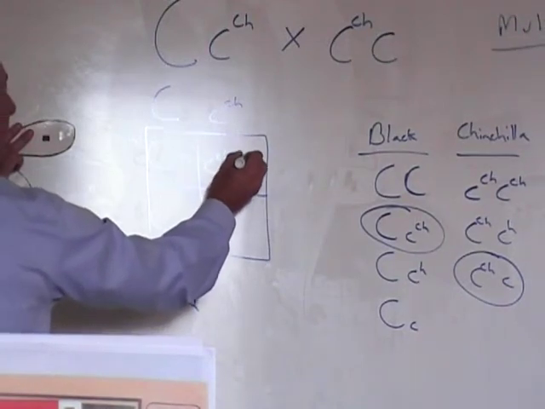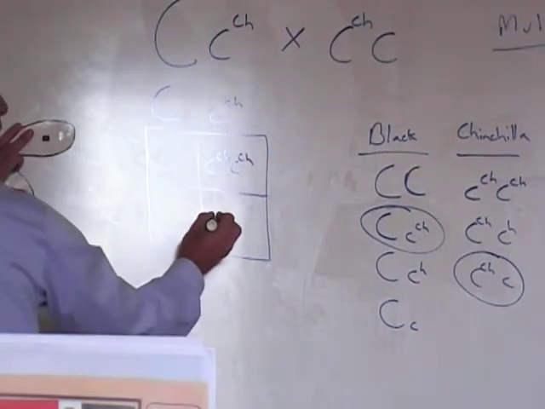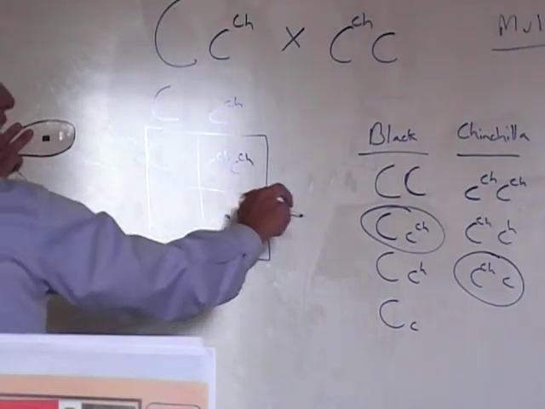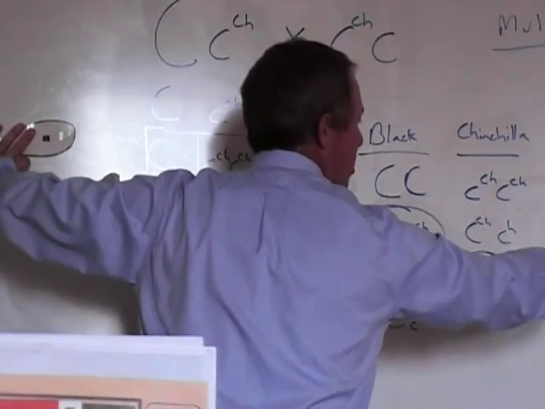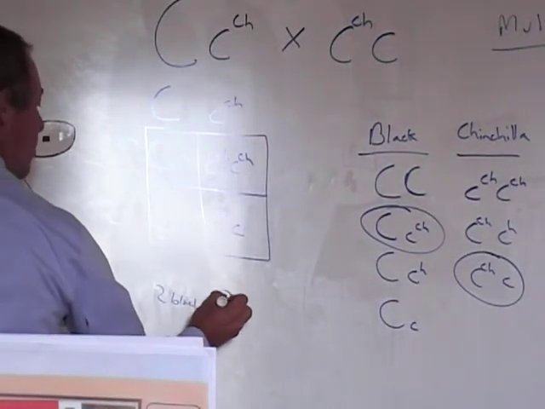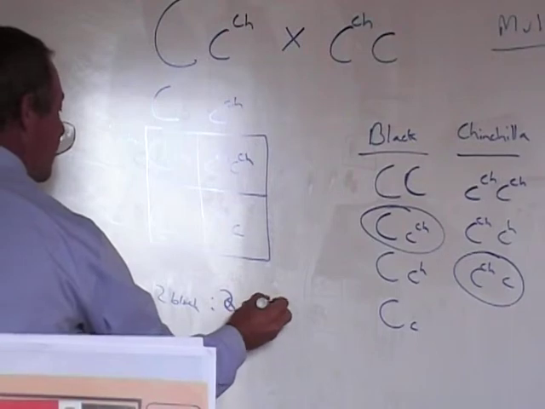C-C-H, C-C-H, that's a chinchilla. Yeah, I got that. C-C-H, little c, that's a chinchilla, because chinchilla dominates over albino. So you get 2 black, 2 chinchilla. You get it now?